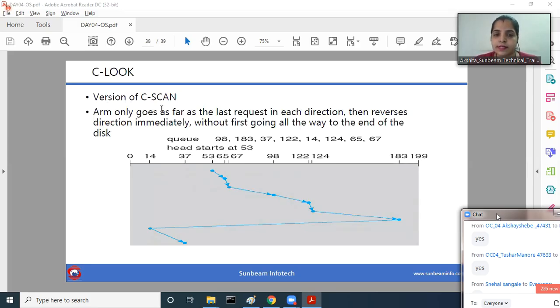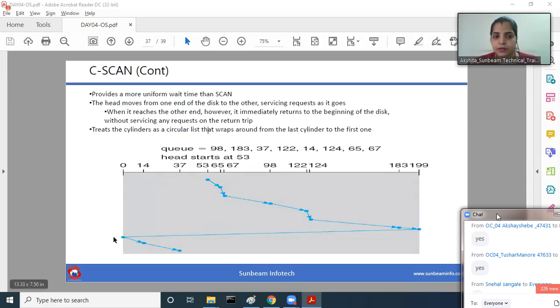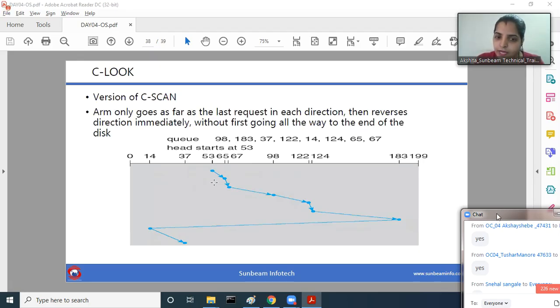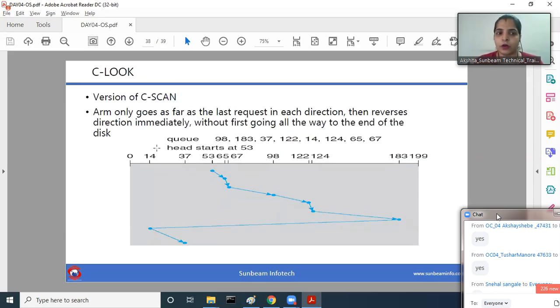C-LOOK is seen, but in this case, just as your scanner goes from one extreme end to the other end, here also, is it going from one extreme end to the other end? Yes. But in case of LOOK, it will look into the same direction only: 53, 65, 67, 98, 122, 124, up to 183. Here I am not going to 199. In C-SCAN I was going up to 199. That is the difference between SCAN and LOOK.